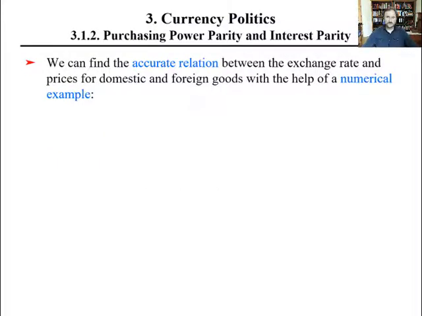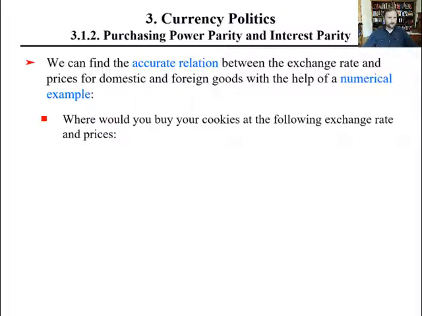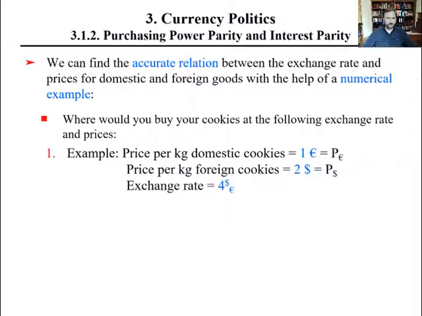Let's start with the relation between the exchange rate and the prices for domestic and foreign goods. We can find the accurate relation between the exchange rate and prices for domestic and foreign goods with the help of a simple numerical example. Where would you buy, let's say, cookies at the following exchange rate and the following prices?